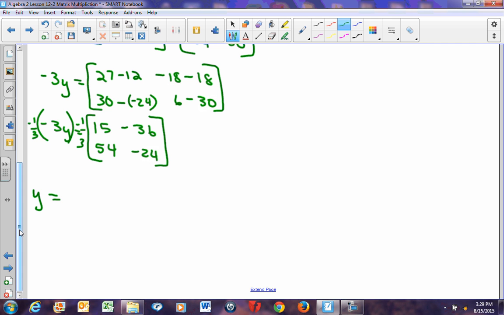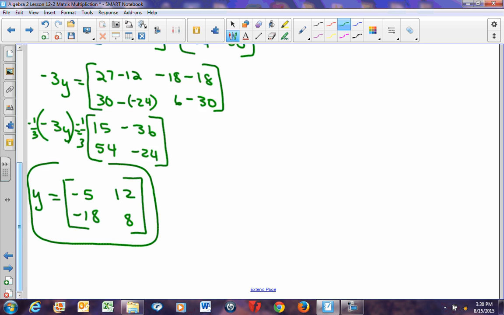Negative 1/3 of 15 is negative 5. Negative 1/3 of negative 36 is positive 12. Negative 1/3 of 54, otherwise known as 54 divided by negative 3, is negative 18. And negative 24 divided by negative 3 is 8. So there you have y equals negative 5, 12, negative 18, and 8. And that's your final answer for solving that particular equation.